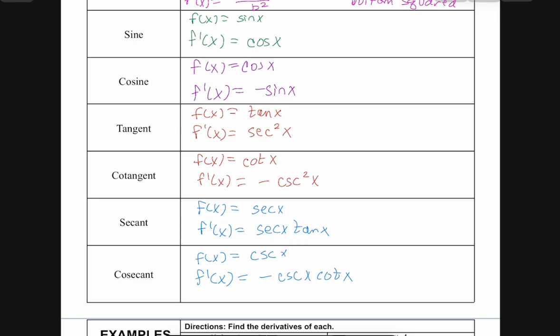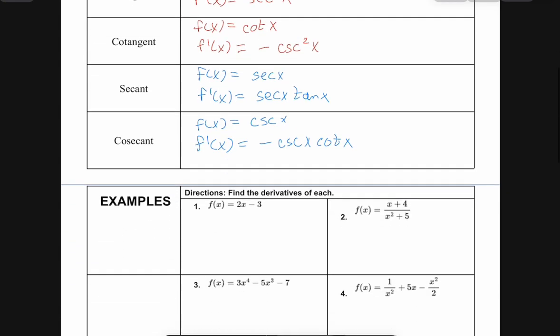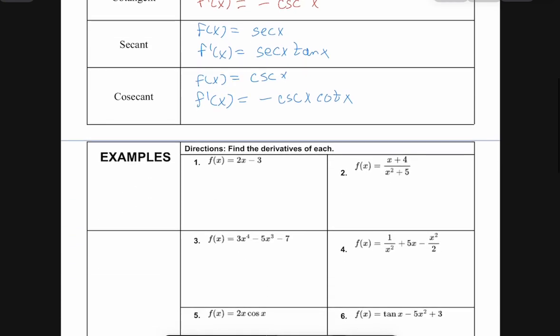And then if you ever take a Calc 2 course, Calc 3, differential equations, any of those things, these rules are always used. They're like rules of algebra. They're just a rule you have to know. Okay. Any questions about those rules you have to memorize?